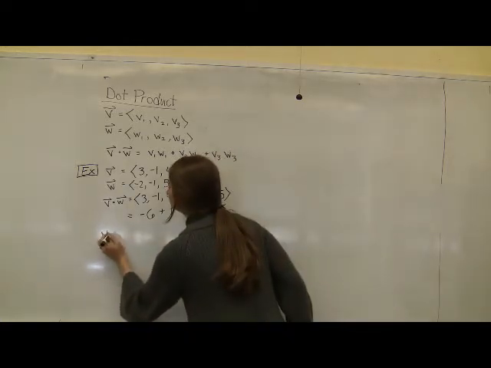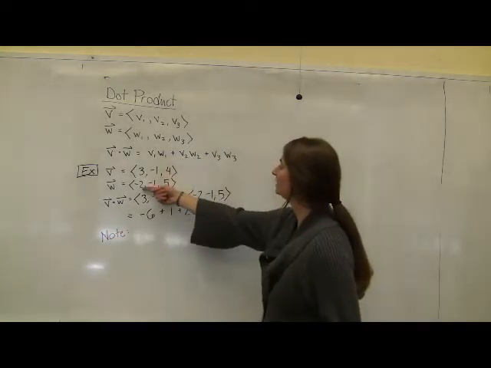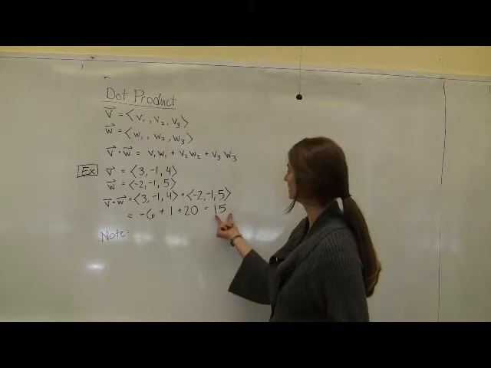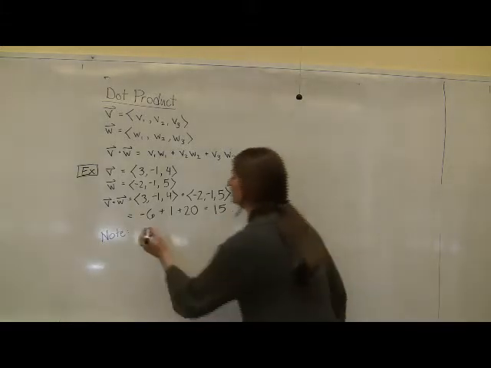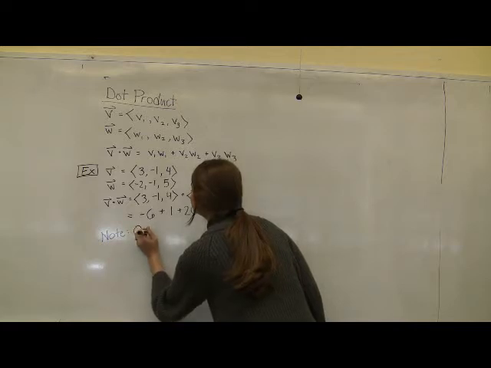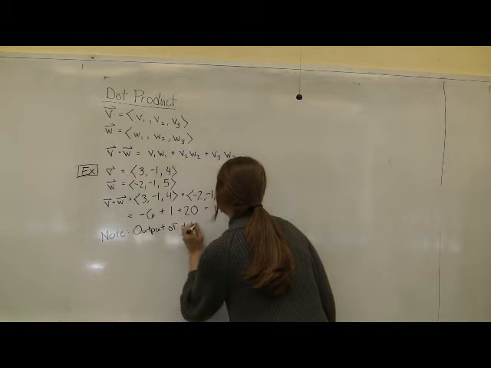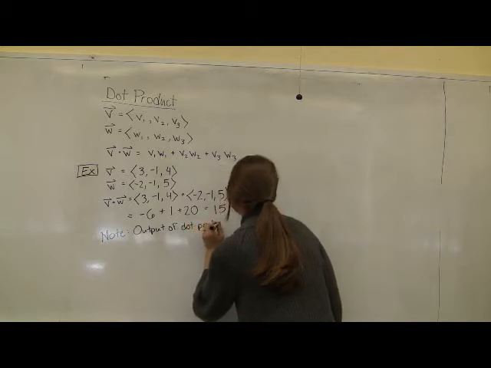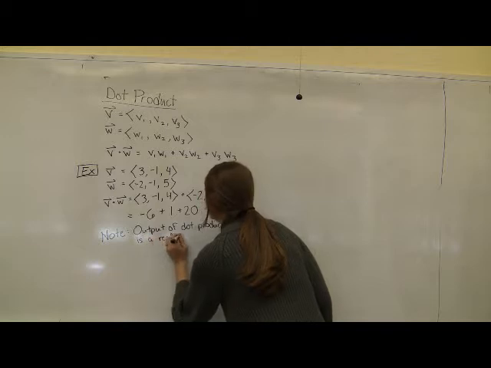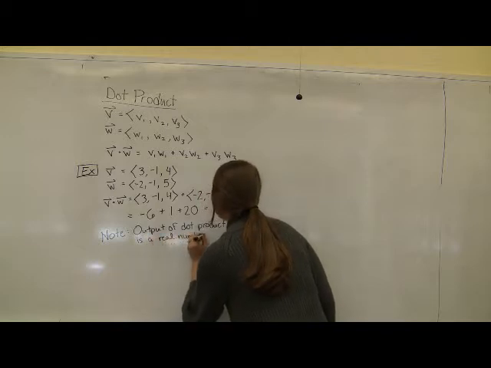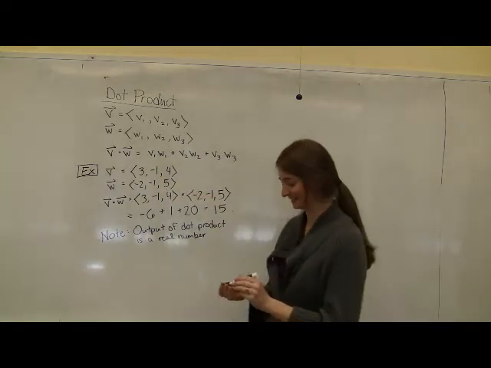Note, I started with vectors, but what I got out was just a number. The output of the dot product is always just a real number, and the input is always vectors. We're talking about vector operations.